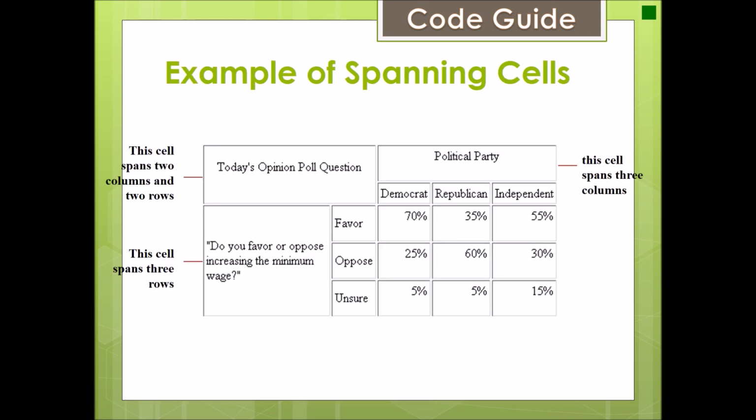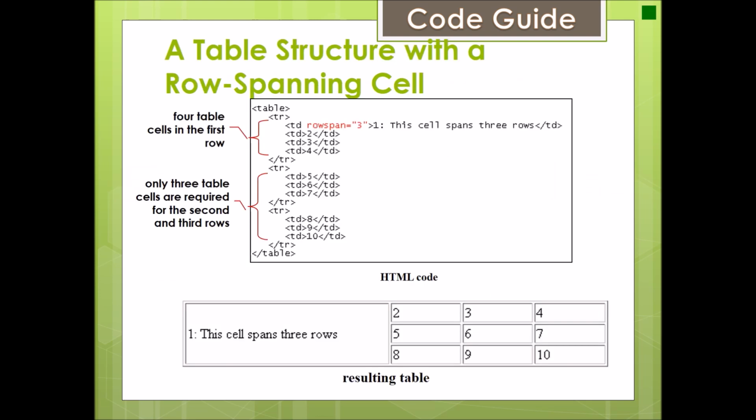Example of spanning: here two columns are merged. Here three rows are merged, so this spans three rows. Here three columns are merged, so there is the colspan. In this example, there are four table cells in the first row, with rowspan equal to 3. It means 3 rows are merged in the given table. For the rest of the rows, only 3 TDs will be there.